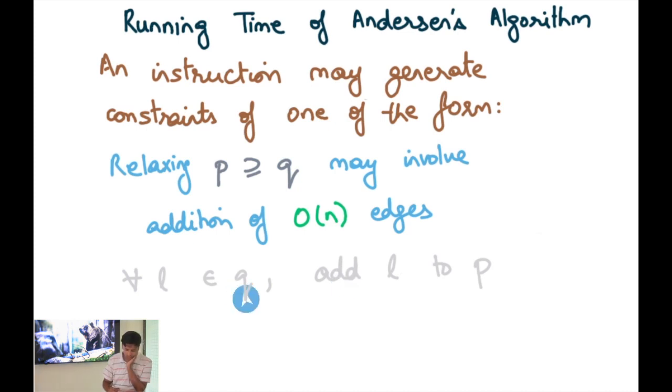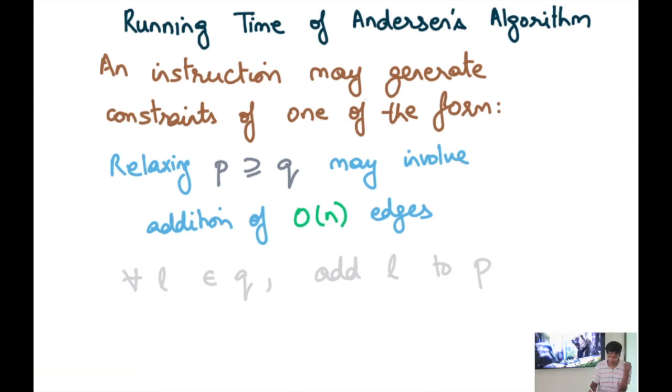And Q may point to up to order n abstract objects, or in other words, Q may have order n outgoing edges. So all those outgoing edges need to be checked or inserted into the outgoing edges set of P, and so that could be, in the worst case, order n time.